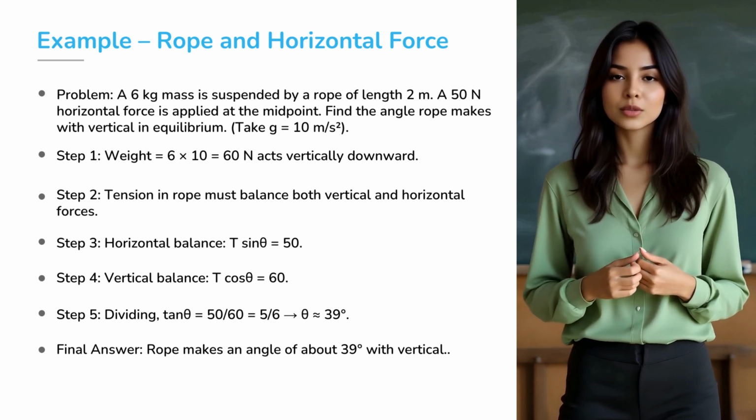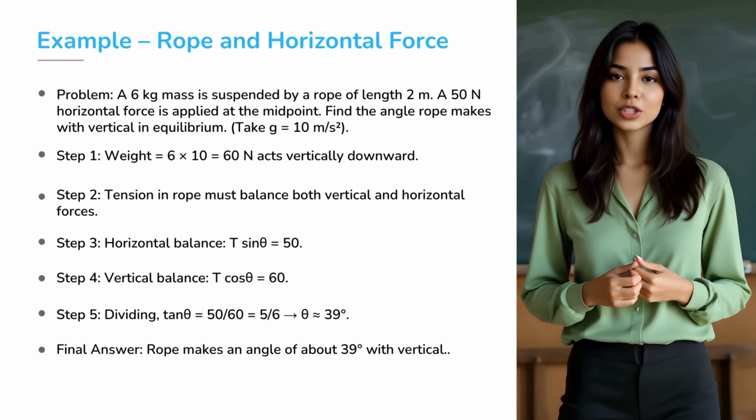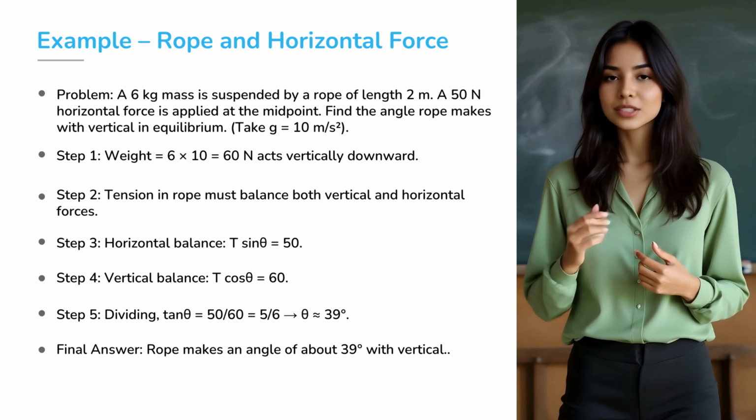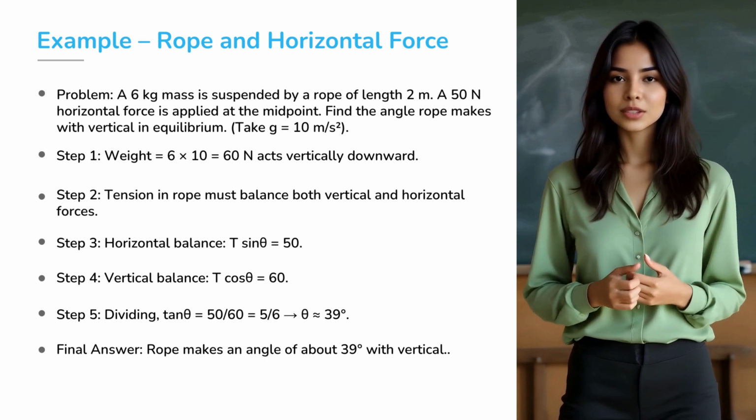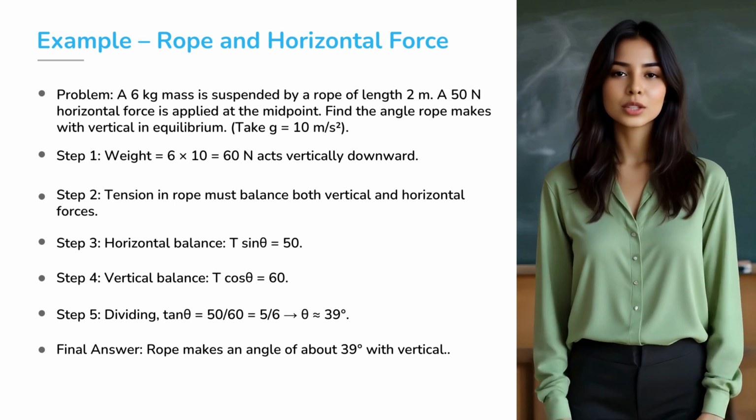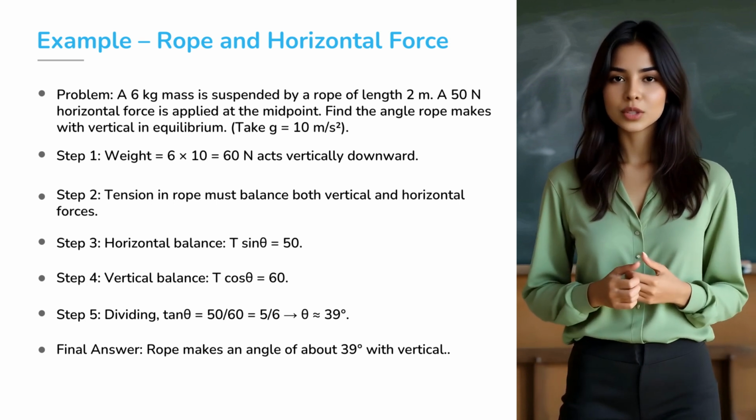Step 5. If we divide the two equations, tangent theta equals 50 divided by 60, which is 5 by 6. So theta is approximately 39 degrees. That means the rope makes an angle of about 39 degrees with the vertical when in equilibrium.